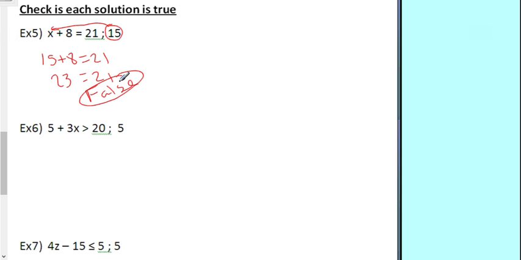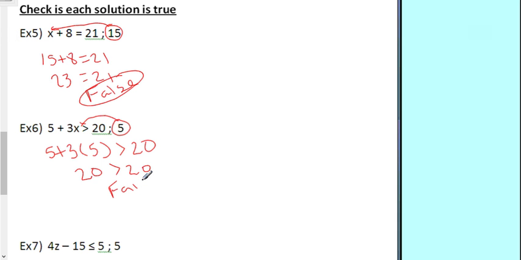Got it? Real simple. Let's try the next one. So whatever's after the semicolon is what we're going to put in for x. Yeah? So 5 plus 3 times 5 should be greater than 20. Well, 3 times 5 is 15, plus 5 is 20. Is 20 greater than 20? No, it's equal to it, and there's no equality here, so this is false again. Excuse my poor handwriting.